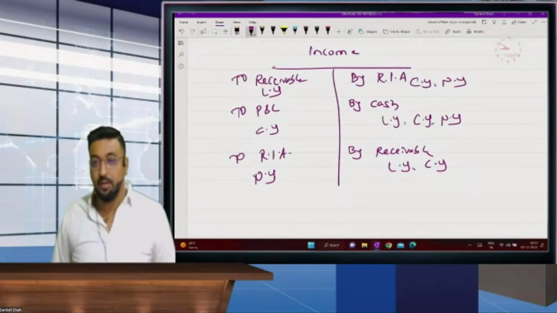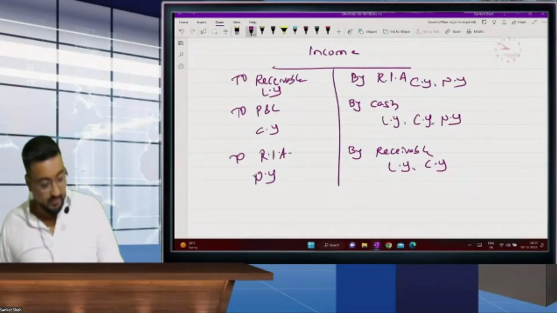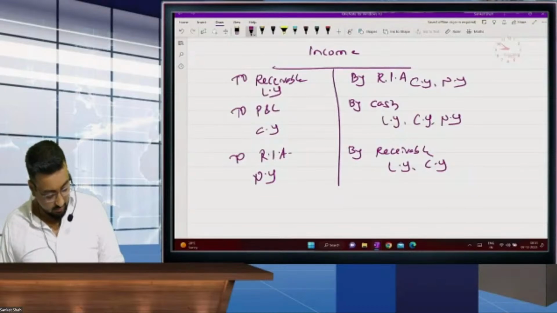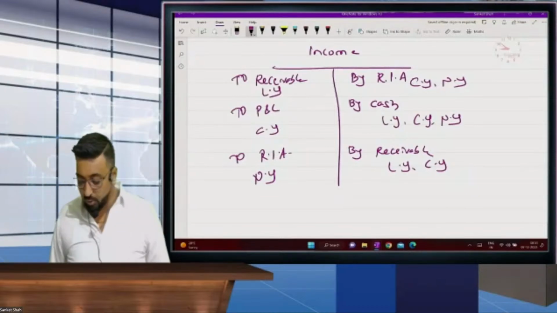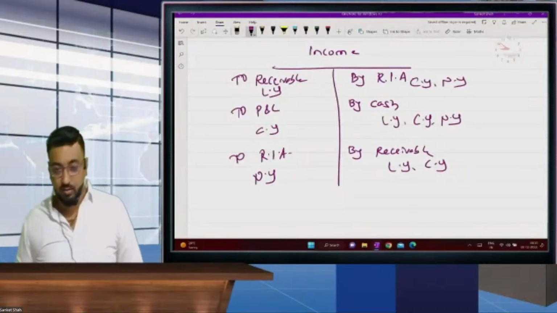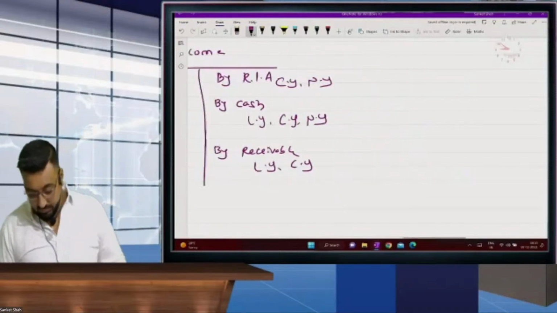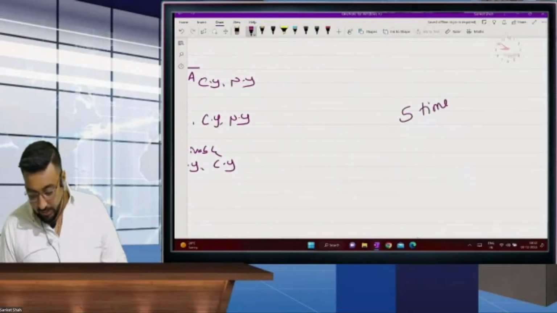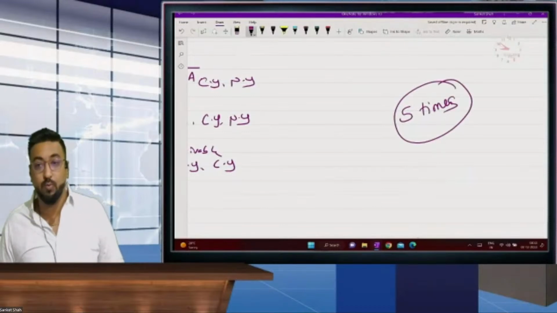Income pro forma. Easy है? Easy. एकदम easy. चलो. So income pro forma over. So today's homework, minimum 5 times. Minimum 5 times you have to recall these pro formas.